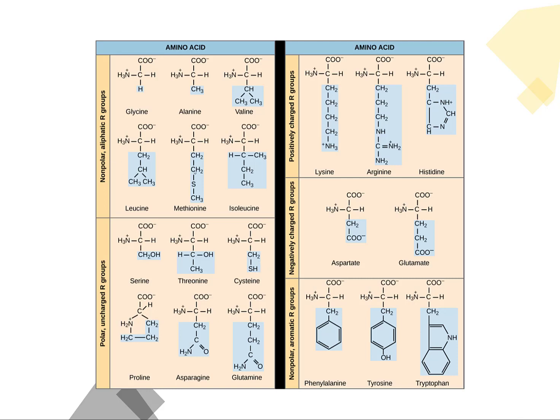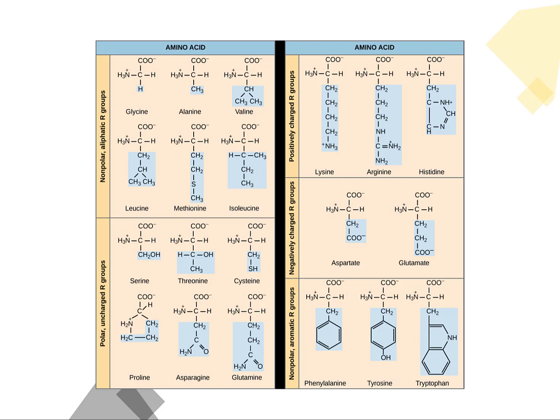If you notice how they're grouped, we have a positively charged R group, where the overall charge will be positive. There's a negatively charged R group. There's a polar, uncharged R group and a non-polar, aliphatic R group. You can see that the sequences of the particular carbons and how they're arranged dictate these groups. Here's a non-polar version: phenylalanine, tyrosine, and tryptophan.